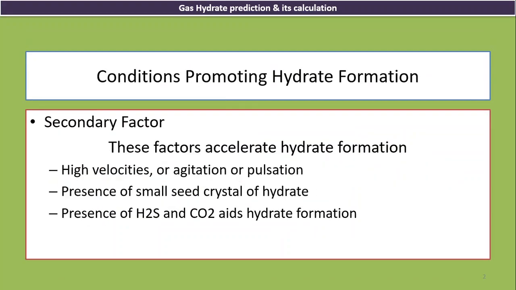The secondary reasons could be high velocity or agitation or pulsation in the flow of the natural gas, and the presence of small seed crystals of hydrates. If very small crystals of hydrates are present, then they also promote hydrate formation, and so does the presence of H2S and CO2. They also add to hydrate formation in the given natural gas. So these are the secondary reasons and factors for the promotion of hydrate formation.